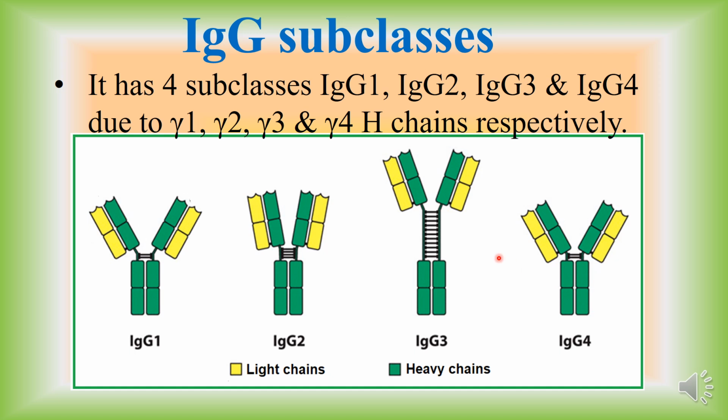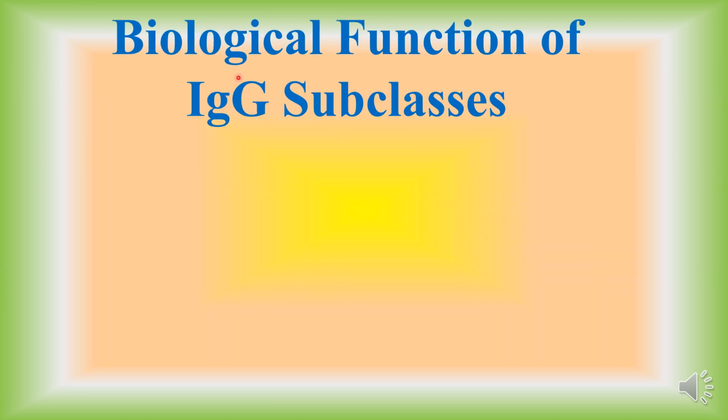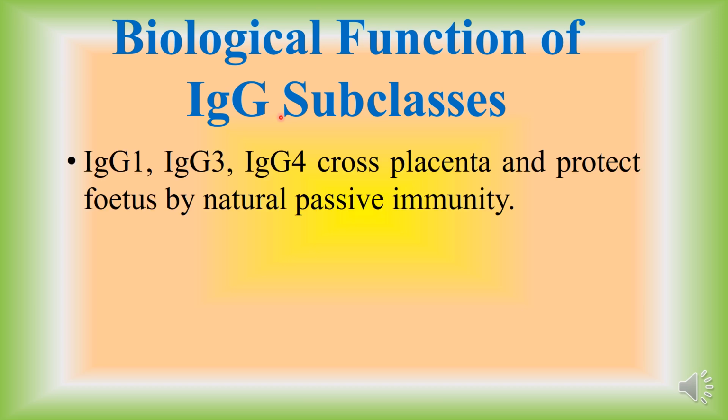Not only is the length of the hinge region different, but there are subtle differences in the Fc region of each immunoglobulin subclass, because of which they have different functions. So let's see what are the immunoglobulin G subclass functions. We just saw the different immunoglobulin classes of IgG. Now we will take a look at their functions.